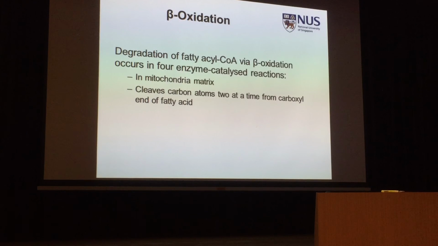Finally, to the fun part, beta oxidation. Now, we have fatty acyl-CoA, and we need to break it down at the end to give us acetyl-CoA, and there are 4 enzyme-catalyzed reactions to it. It is in the matrix.